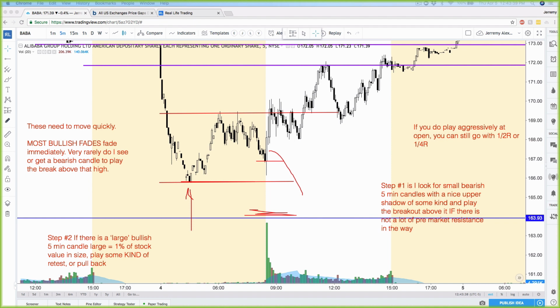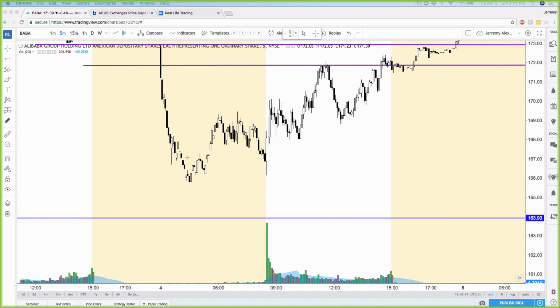In this particular fade, you will also see that there was a pretty nice hammer candle right here for the pre-market support. So you can find some pre-market support on a bullish fade and look for limit buy opportunities to buy it as cheap as you can. And again, this is like everything. A lot of it works, just not all the time.